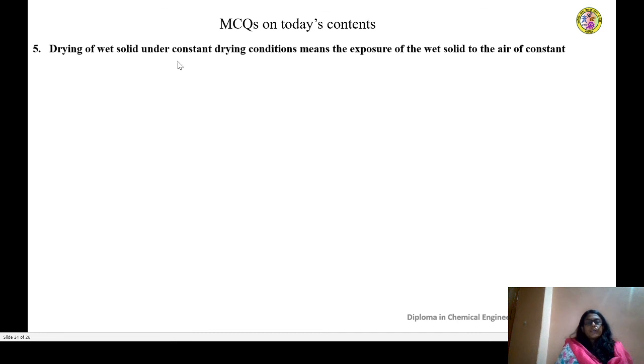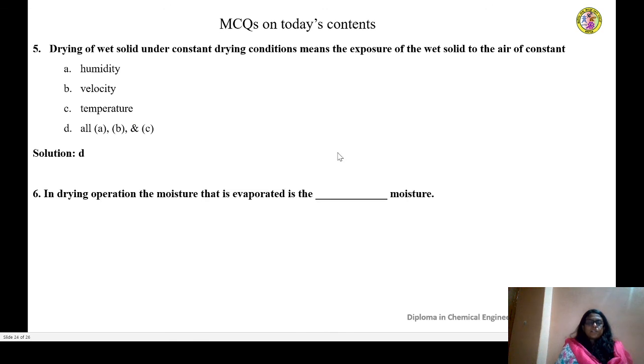Drying of wet solid under constant drying conditions means exposure of the wet solid to air of constant humidity, velocity, temperature, or all of this. I hope you guessed the right answer. It is option D, which says that constant humidity, constant velocity, and constant temperature are maintained in constant drying conditions.